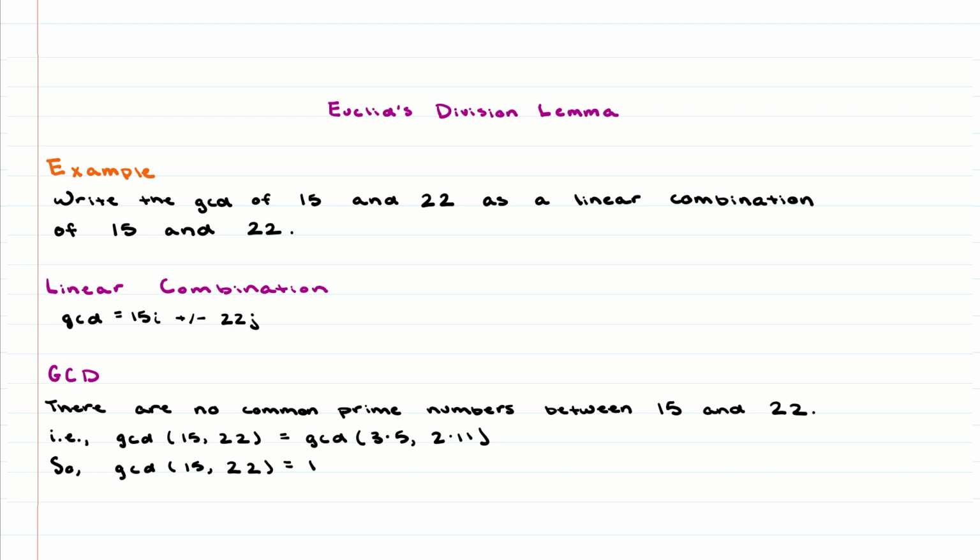The second thing to note is that there are no common prime numbers between 15 and 22, right? 15 is 3 times 5 and 22 is 2 times 11. So there's no common prime numbers that relates 15 and 22, and therefore the greatest common denominator of 15 and 22 is 1. So this means that our linear combination will be written as 1 equals 15 times some number plus or minus 22 times some number.